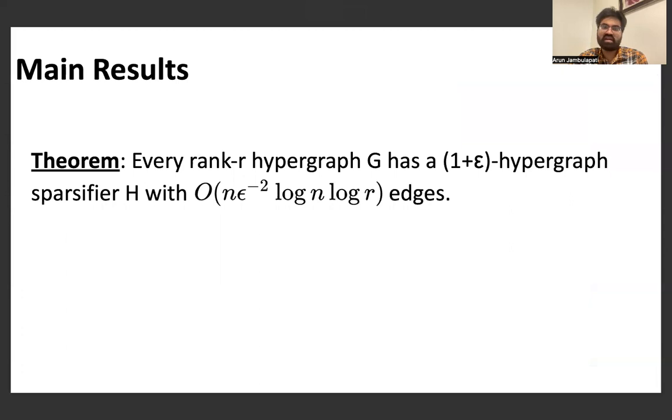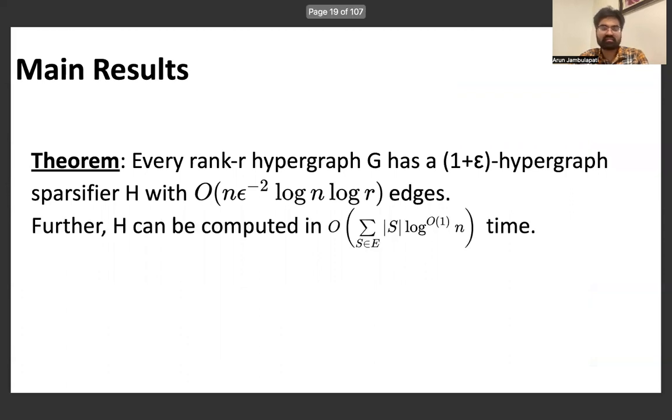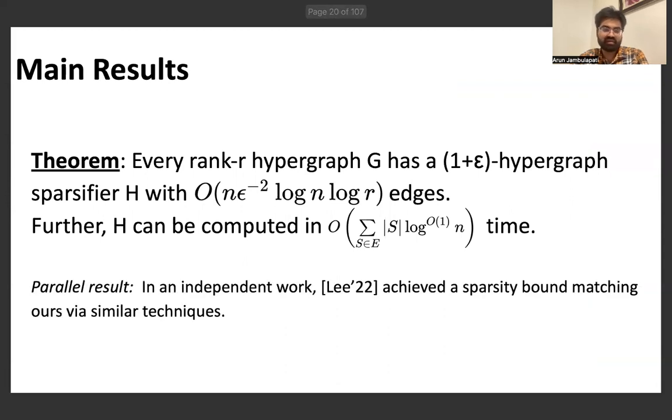So this is our main theorem. Given a rank r hypergraph, we can construct a 1 plus epsilon approximate hypergraph sparsifier, which has n log r over epsilon squared edges. In addition, we give an efficient algorithm for constructing such hypergraph sparsifiers. We show that we can construct H in time near linear in the input size. In addition, in a parallel result, James Lee, also in this year's STOC, achieved an independent result matching our sparsity guarantee by very similar techniques to ours. So check out his paper if you're interested in an alternate exposition of our techniques.